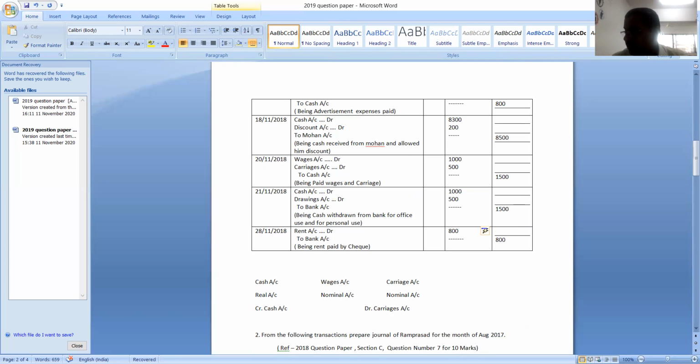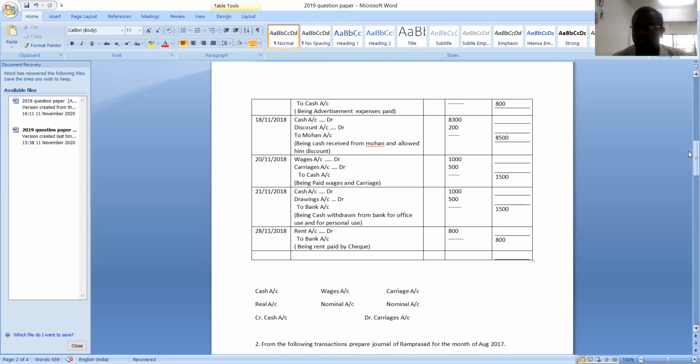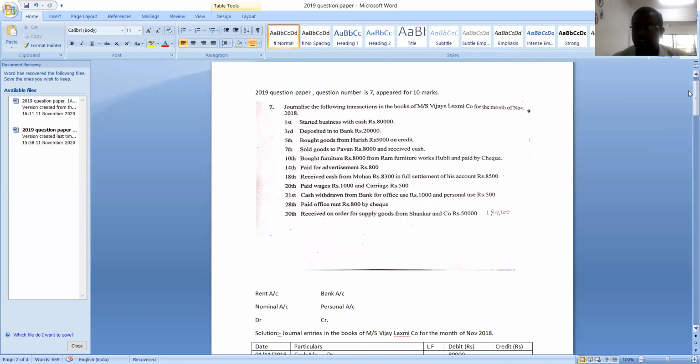Let us pass the last journal entry now. Yes. What is the last transaction? Last transaction is: received an order for supply of goods from Shankar and Company rupees 50,000. What is the transaction? Received an order for supply of goods from Shankar and Company.